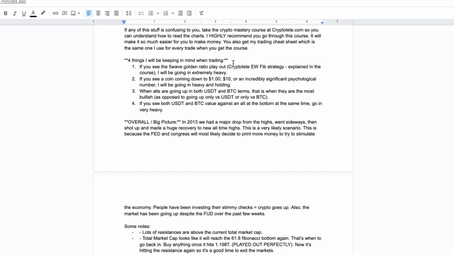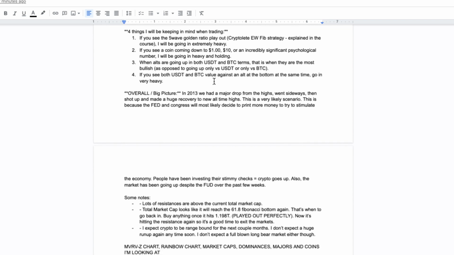Okay, four things to keep in mind when trading. Number 1, if you see the 5-wave golden ratio play out, which is my Crypto Elite EW fib strategy, which I explain in the course, then I go in extremely heavy. That's a super big indicator. Number 2, if you see a coin coming down to the $1, $10, or an incredibly significant psychological number, I'll go in super heavy.